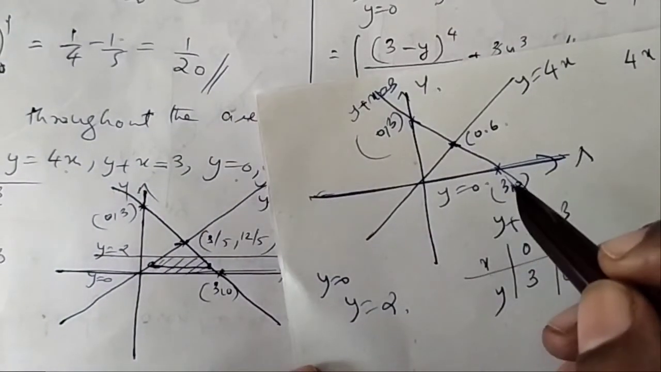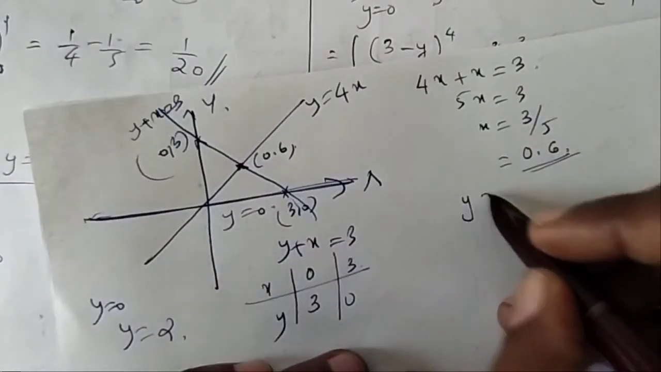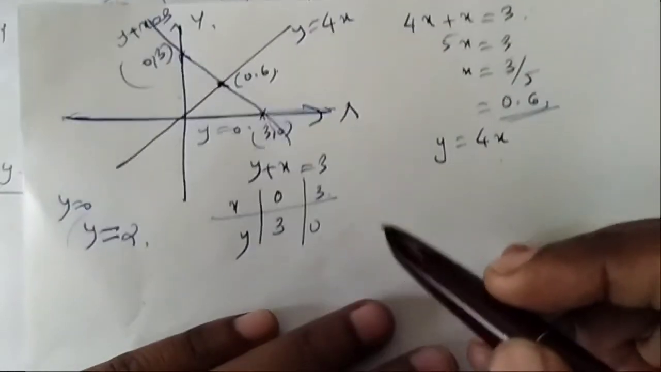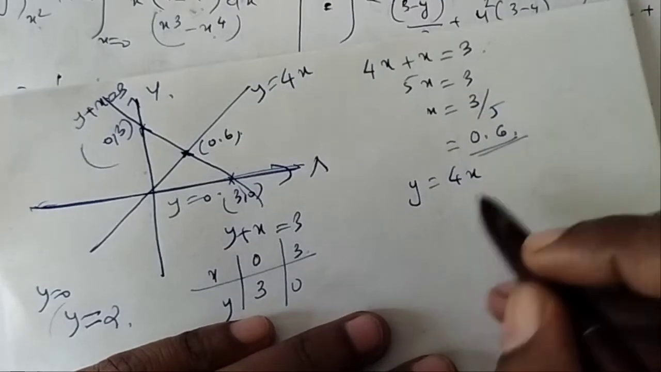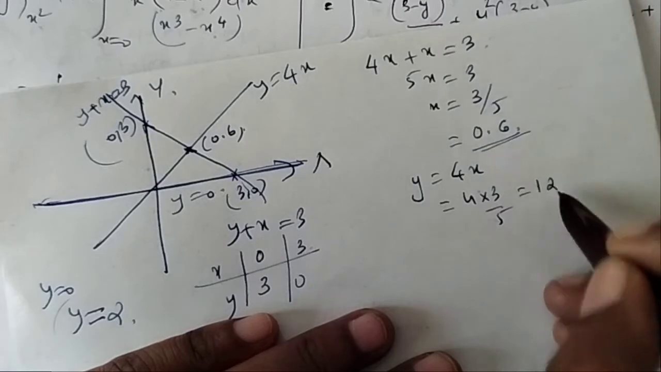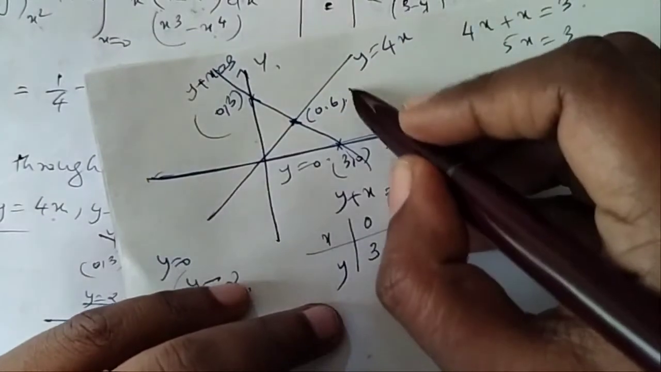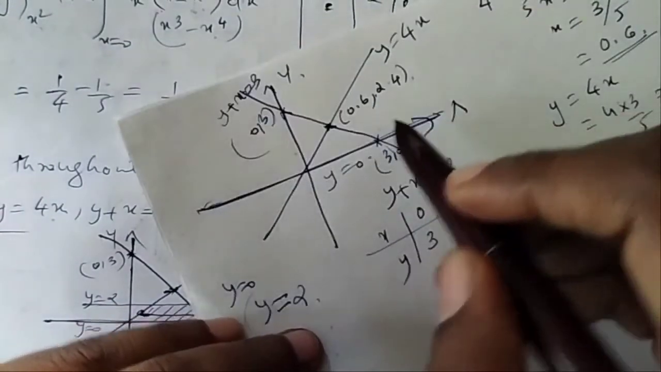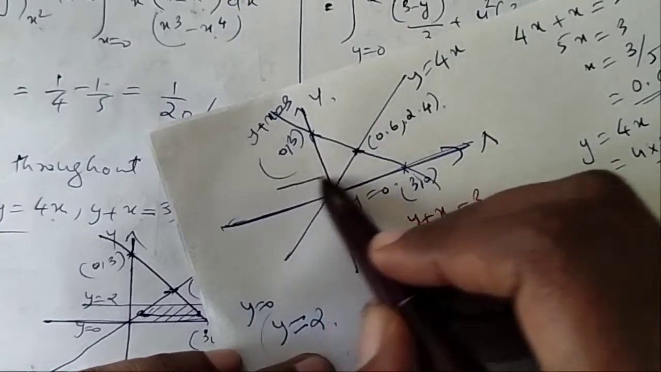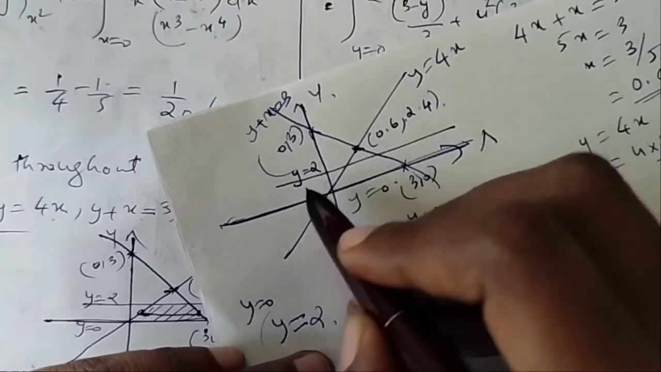So where is y is equal to 2? This is the x value. What is the y value? Y is 4x, because we have to compare with y is equal to 2. The y value we needed, not x. So if x is 3 by 5, y is 4 into 3 by 5, it is 12 by 5, which is 2.4. So it's clear that here y is 2.4. So where will y is equal to 2 be, below this point or above this point? Clearly it is below the point, because 2 is less than 2.4. So this is y is equal to 2.